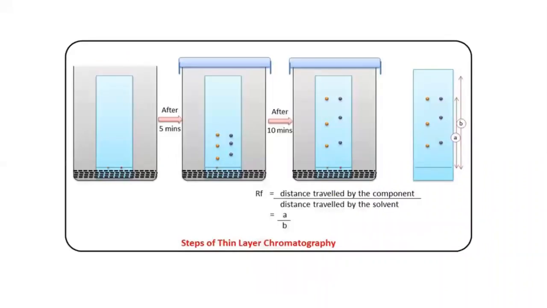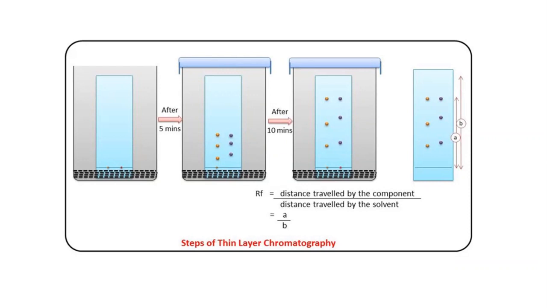So in this diagram, we have represented it. How will it happen? First, we have taken a thin layer plate, a TLC plate. On the plate, we have to spot the samples at the base. Then we have to dip it into the mobile phase in such a way that the baseline should not be immersed in the mobile phase.